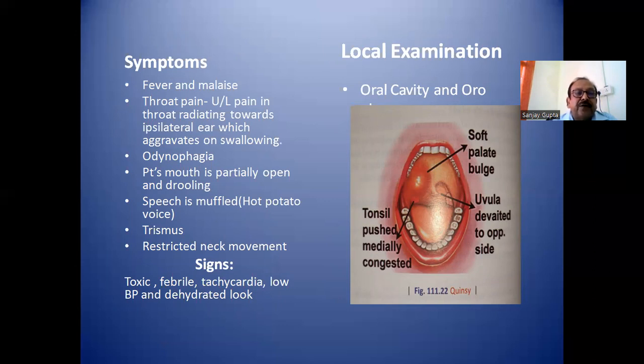The patient's mouth is partially open. There is drooling. Speech is muffled, also called hot potato voice. There is trismus and restricted neck movements. On examination, the patient looks toxic and febrile. There is tachycardia, BP may be low, and the patient is dehydrated. Now, this is the classical picture of a peritonsillar abscess on the right side.